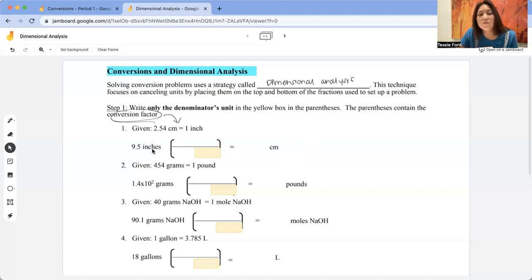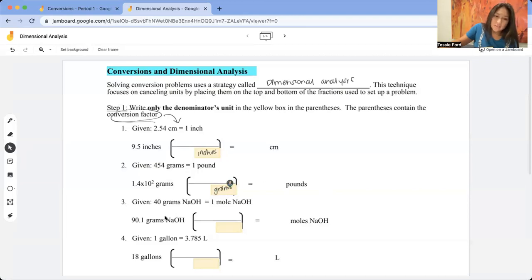So follow along in your notebook. We want to cancel out inches, so to cancel out inches, we put it at the bottom. Go ahead, write inches in that yellow space right there. Okay, inches. And then number 2, we're trying to convert 1.42 times 10 squared grams into pounds. So where do we put the grams? Top or bottom? Bottom. Okay, grams.